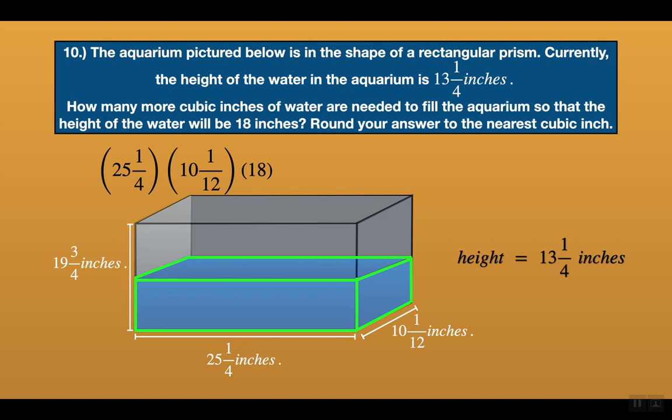So we're going to use the dimensions of that rectangular prism to get the volume of where the water is currently at. And we're going to subtract it from the volume of where we want the water to be. When we subtract them, the remaining amount tells me how much more water I need to add to the aquarium.